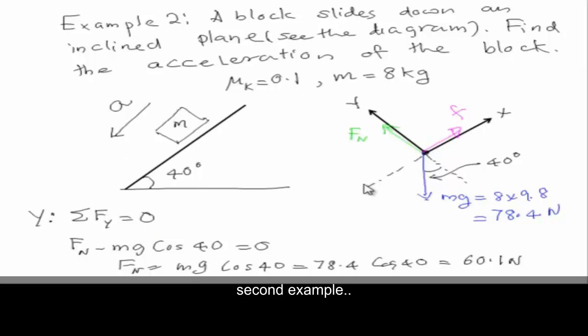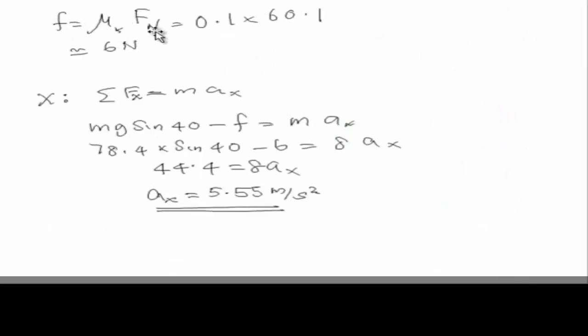If we consider the y direction here, we have the normal force, then we have a component from the weight, which is mg cosine 40, and it equals 0 because there is no acceleration in the y direction. That gives us the normal force: Fn equals mg cosine 40. So that's 78.4 times cosine 40, which equals 60.1 newtons. Once we have the normal force, we can find the friction force, mu k times Fn. So 0.1 times 60.1, approximately 6 newtons.